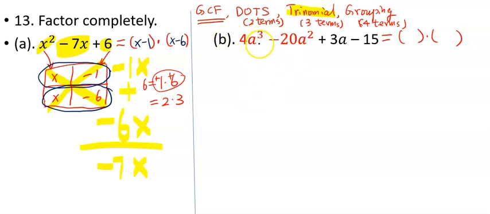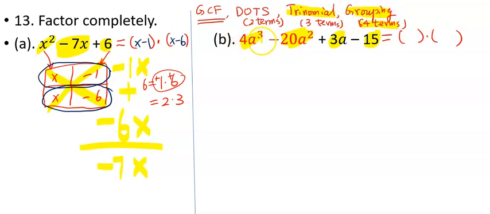In this case, first of all, if we look at all the numbers 4, 20, 3, and 15, they don't have anything in common. And if we look at all the variables, 3 copies, 2 copies, 1 copy, no copies. So we don't have a in common either. When we look at all 4 of them together, they don't have anything in common. There's no GCF. So now we count how many terms. 4a cubed, 1 term, 2 terms, 3 terms, and 4 terms. The minuses and the pluses separate the terms. And if we have 4 terms, maybe it's grouping. So let's try grouping, see if it works.